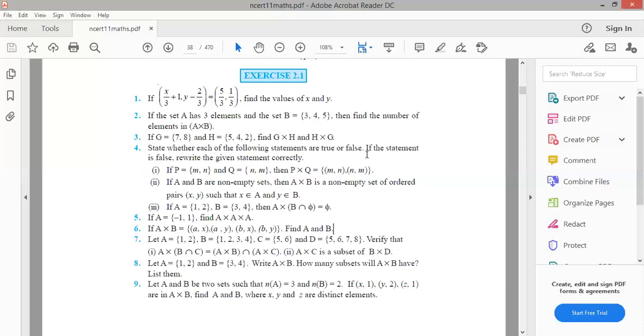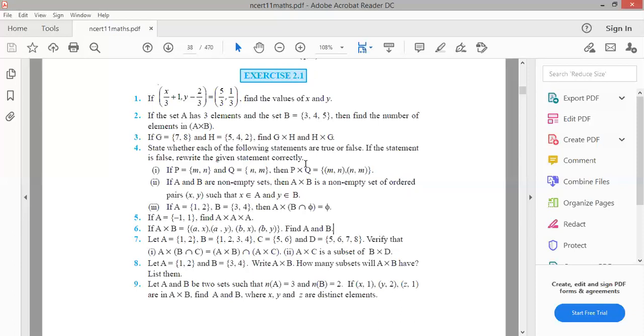If we have to check in question number 4 whether these statements are true or false. If P is equal to this, Q is equal to this, then P cross Q is equal to this. You can see that P contains 2 elements, Q contains 2 elements, P cross Q contains 4 elements. So this is a false statement. They have shown only 2 elements here.